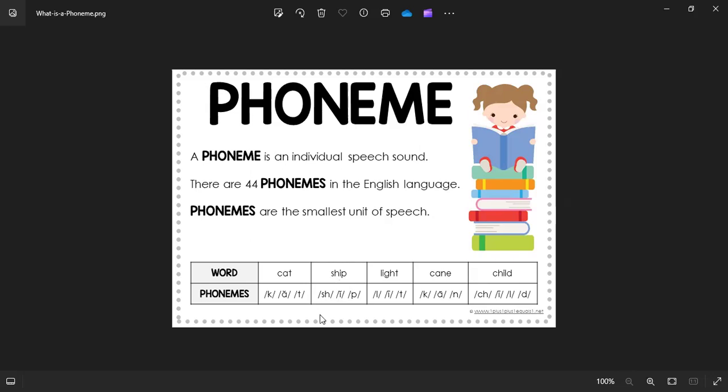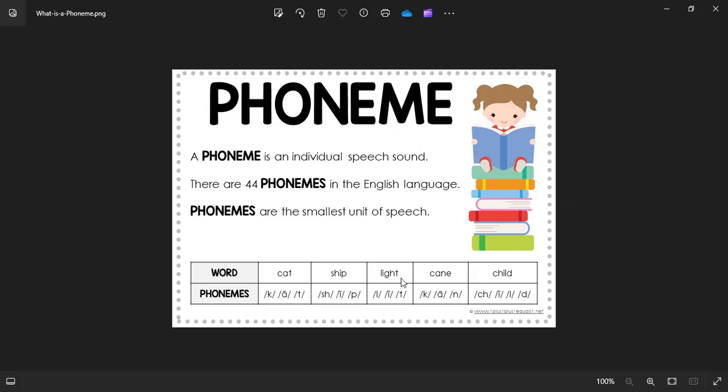S and H all together make one sound. That is why they are written in one bracket, one slash. Then letter I, which is having an individual sound, and letter P, which is again having an individual sound. So SH, I, P, ship.